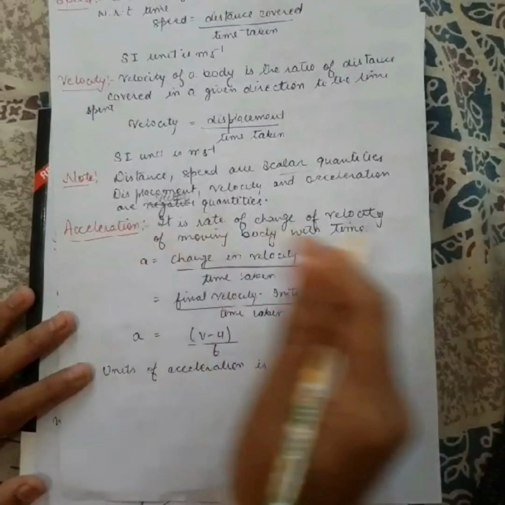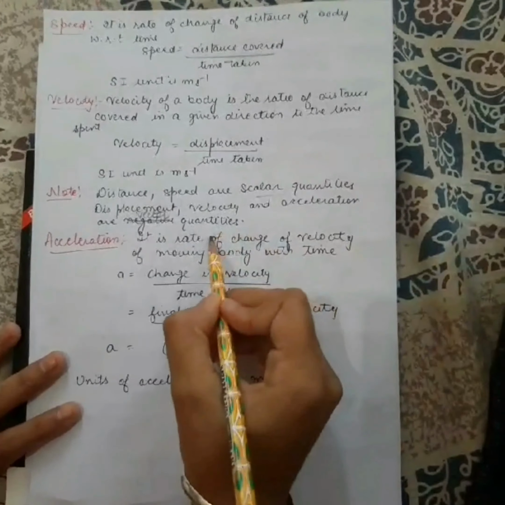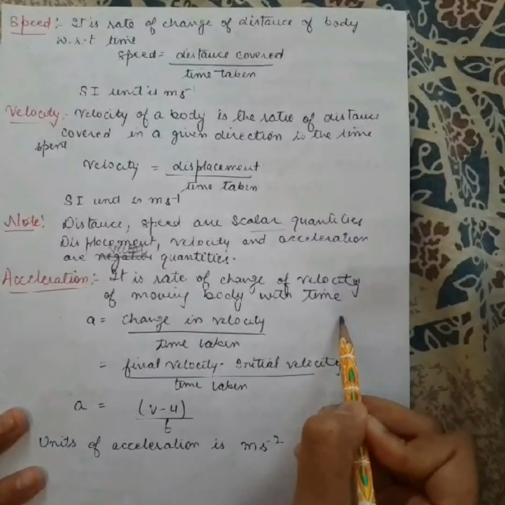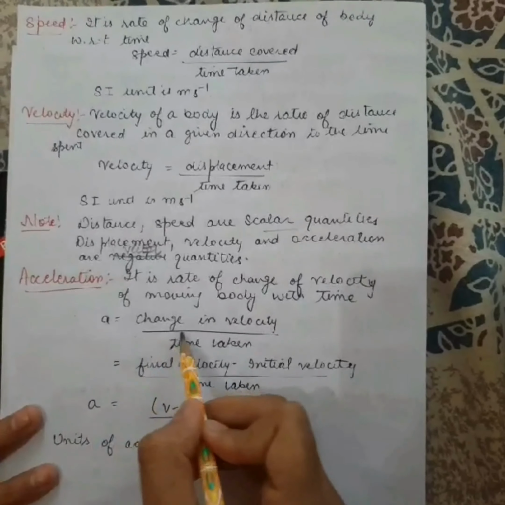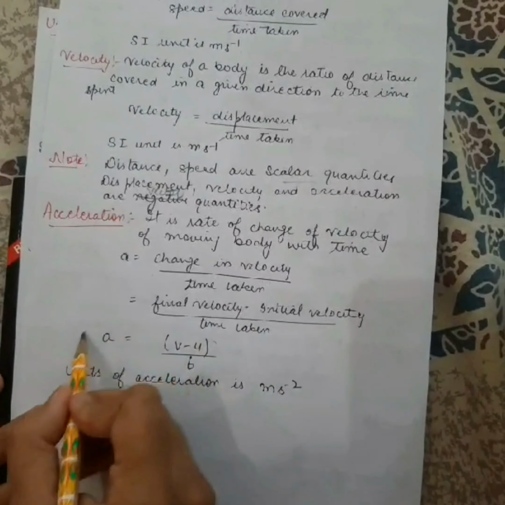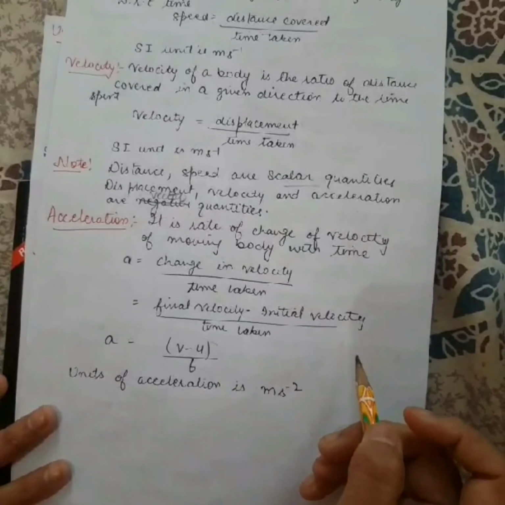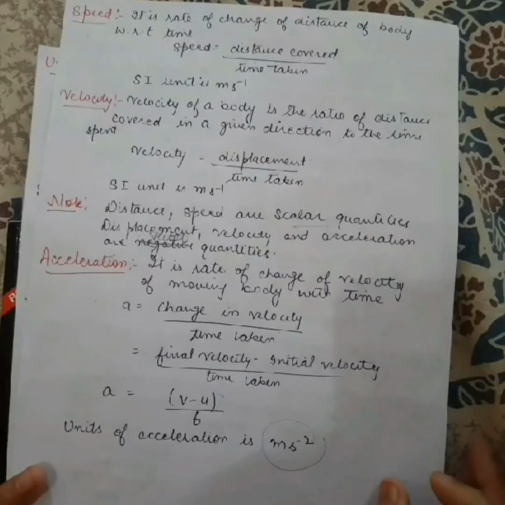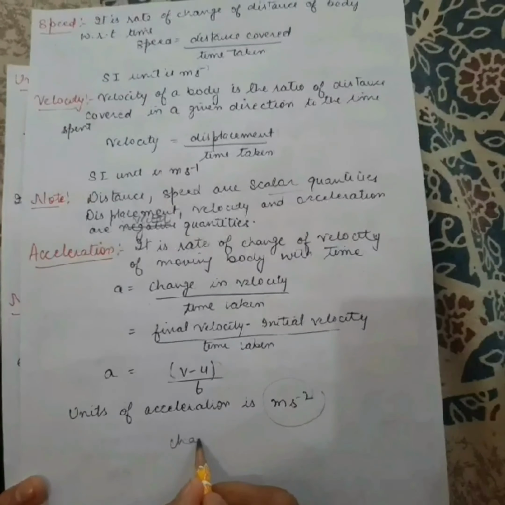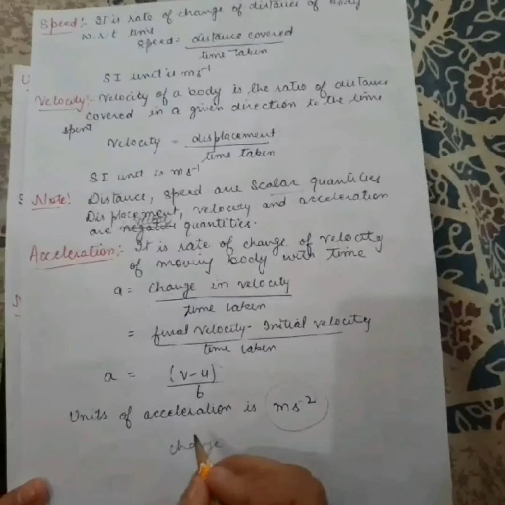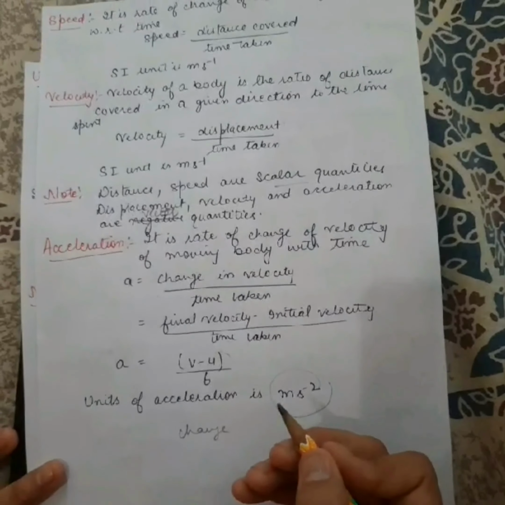So next is acceleration. Acceleration is the rate of change of velocity of a moving body with time. That is, a is equal to change in velocity upon time taken, and the formula is a equals v minus u upon t. SI unit of acceleration is meter per second square. So acceleration is change in velocity. When the velocity is changing with respect to time, we know that the body is accelerated.